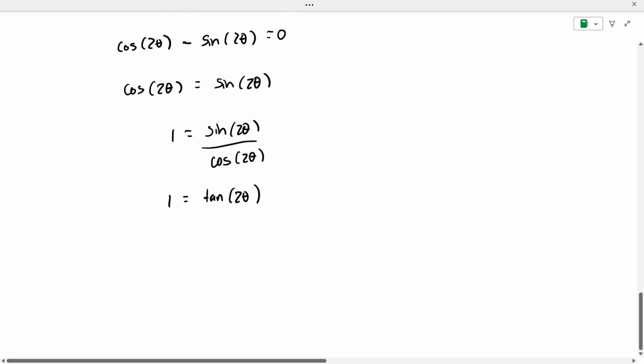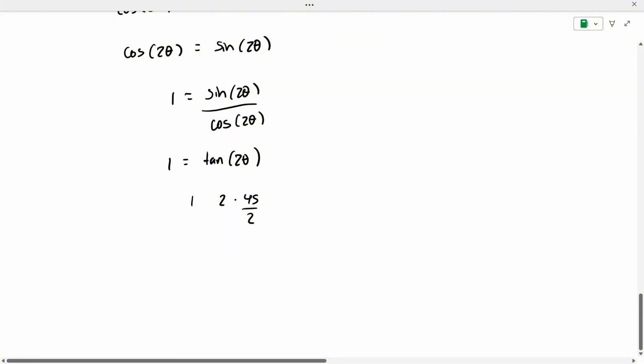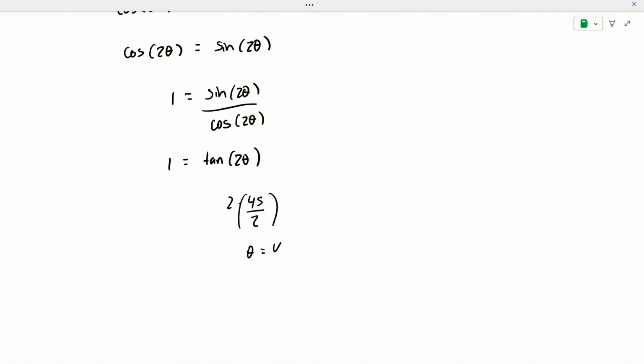Now you can do this whole tan, arctan thing, or you could just ask: tangent of what is equal to 1? Tangent of 45 degrees is equal to 1. So tangent of 2 times 45 over 2, and then this is going to cancel, just to show you that tangent of that is equal to 1. But what I was saying here is that 2 times 45 over 2, so your angle theta is going to be equal to 45 over 2, which is equal to 22.5.